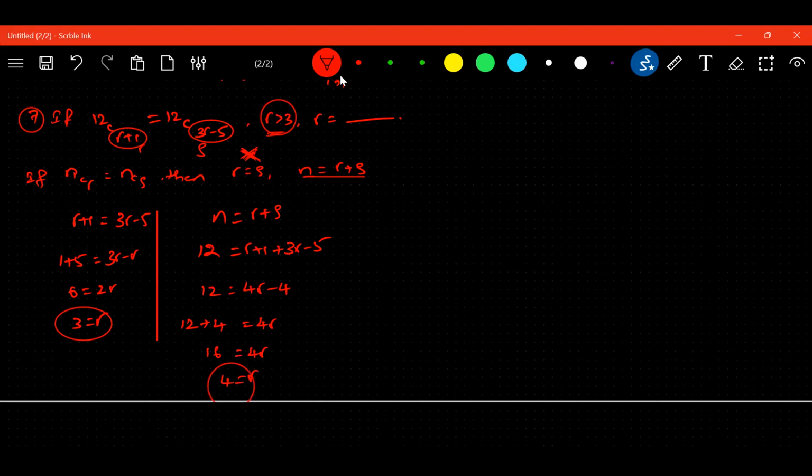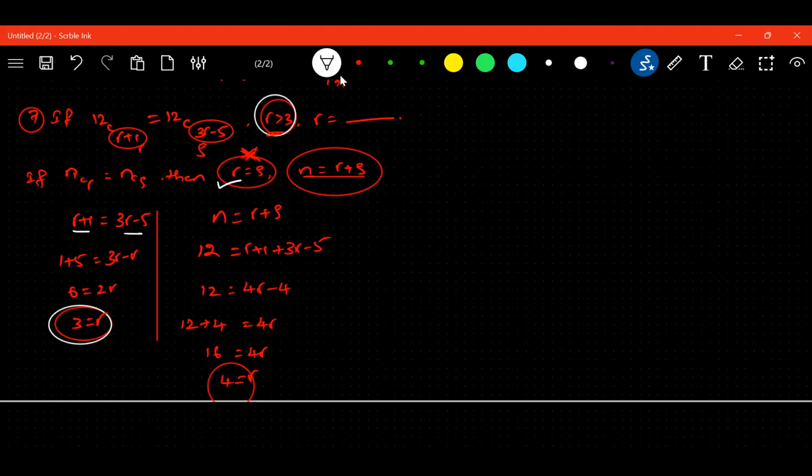If nCr is equal to nCs, then these two conditions will apply. First, let us apply this condition. As per the given question, r is R plus 1, s is 3R minus 1. So r is equal to s. Now I have equated them, so I got R value as 3. But as per the given condition, R is greater than 3.